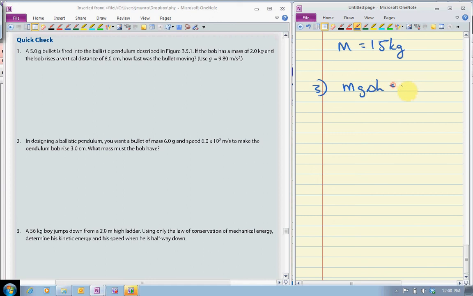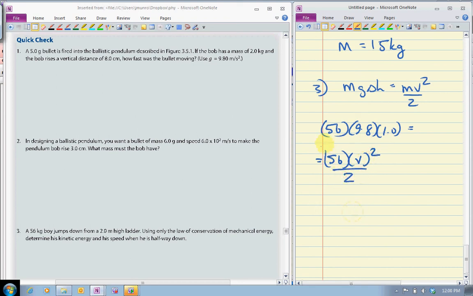mg delta h is equal to mv squared over 2. So 56, let's just keep the mass this time. 56 times g, 9.8, times change in height, which is 1 meter, is equal to his kinetic energy. I'm going to put it down here. 56 times velocity squared, which I don't know, over 2. Set these two equations equal to each other and solve for v. You will get that v is equal to 4.4 meters per second.